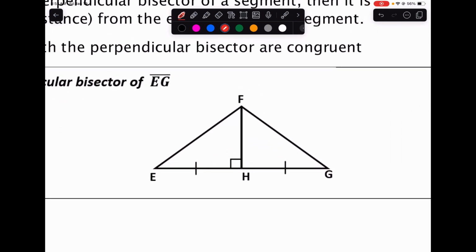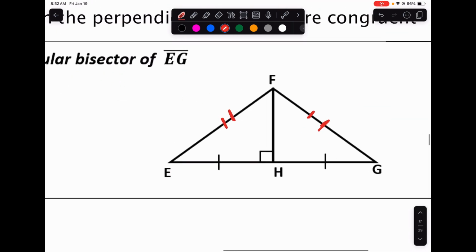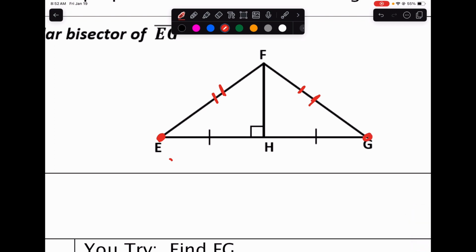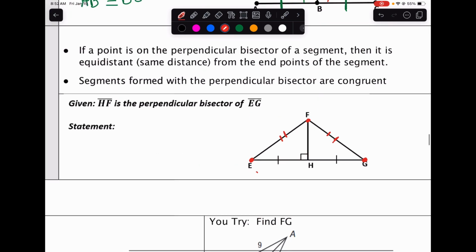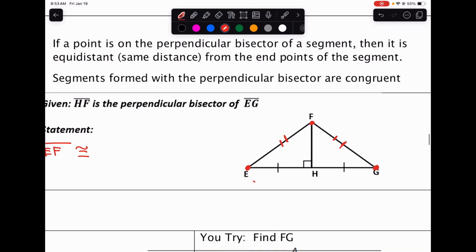So what they're showing here is that these guys are congruent to each other, okay? The endpoints of this segment that is bisected, we have E and G, all right? The lines that connect the endpoint to this line that's bisecting, those are going to form segments that are congruent to each other, okay? So from that, we can say that EF is congruent to FG. All right?